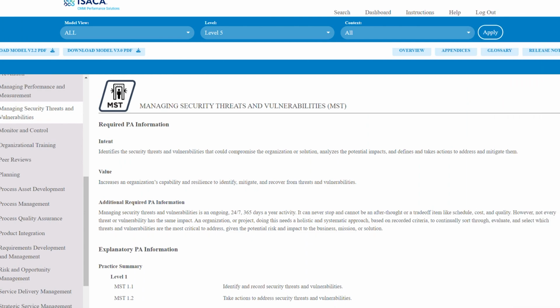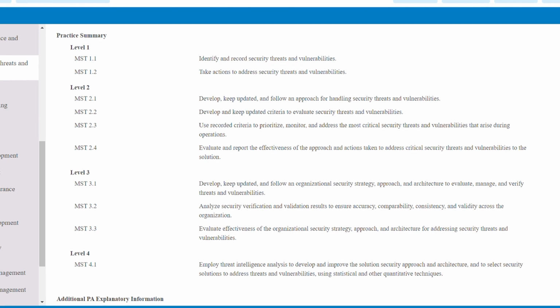In this talk, we shall be looking at the high maturity practice of managing security threats and vulnerabilities, MST Practice 4.1. In this video, we shall discuss the intent of this practice and look at what value it can provide to an organization to improve an organization's security posture and processes. The practice summary table shows only one practice at level 4, Practice 4.1.